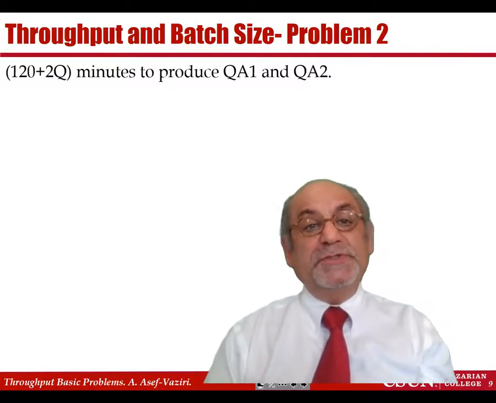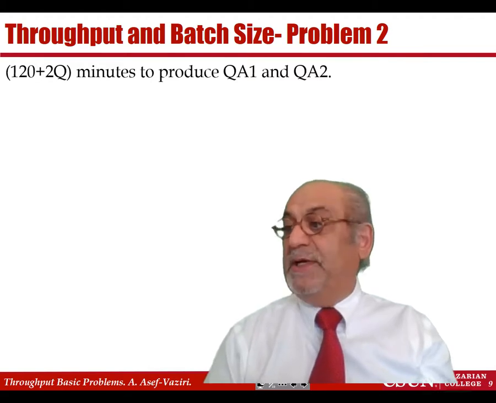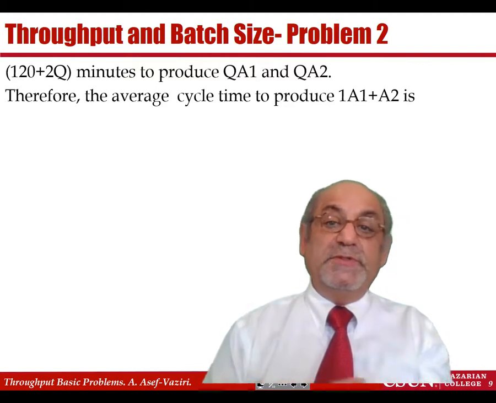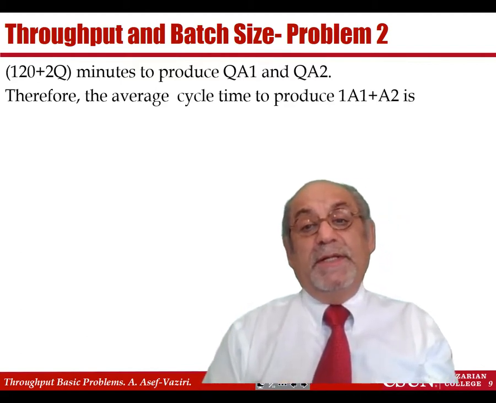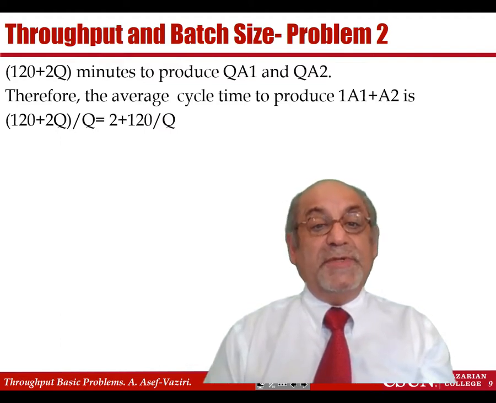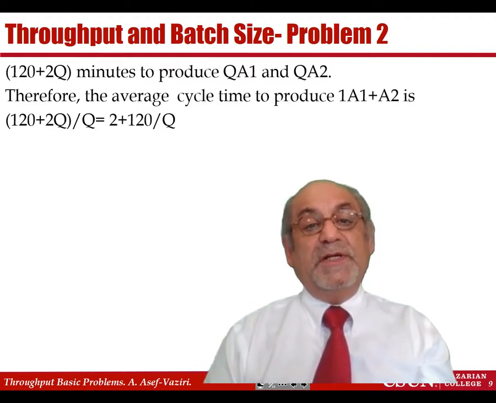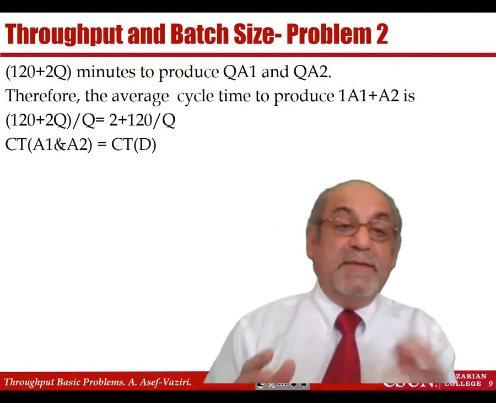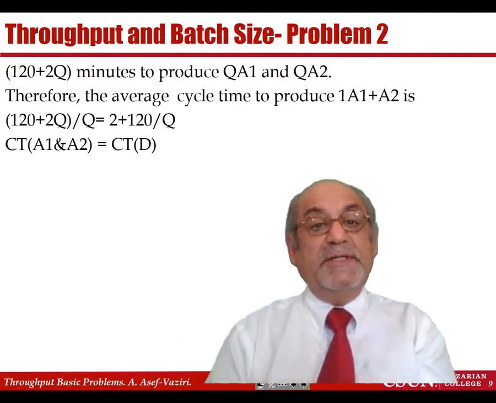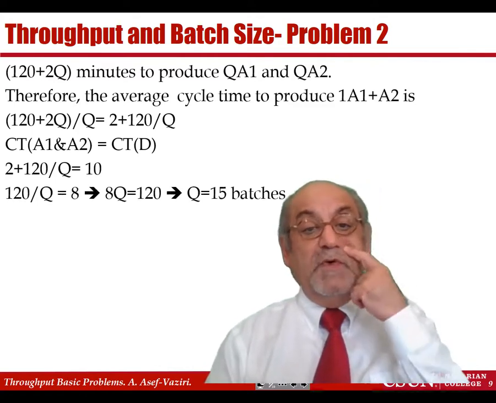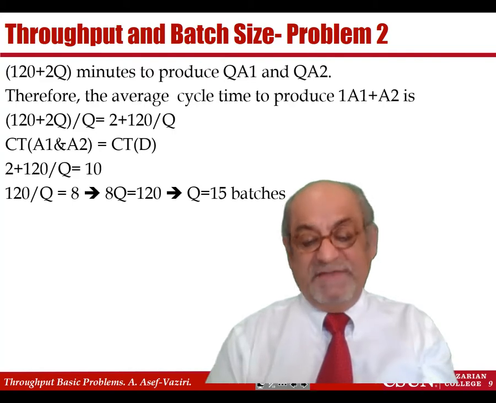120 plus 2Q minutes to produce Q A1 plus Q A2. The average cycle time to produce 1 A1 and 1 A2 would be 120 plus 2Q divided by Q, which is 2 plus 120 divided by Q. This is the cycle time of A1 and A2, which should be equal to the cycle time of D. 2 plus 120 divided by Q equals 10, and therefore the batch size is 15.